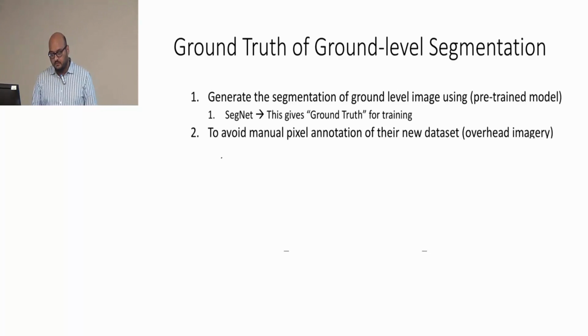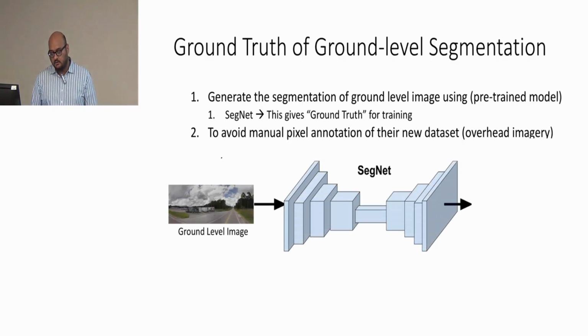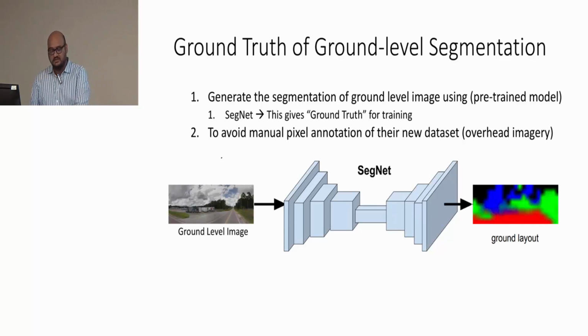They apply a pre-trained SegNet, as I told you earlier, trained on some other data set, not on the CVUSA data set. After the application of the pre-trained SegNet, whatever comes out, this ground level layout, they take it as the ground truth. This is a very important point. So their ground level data set is not labeled.